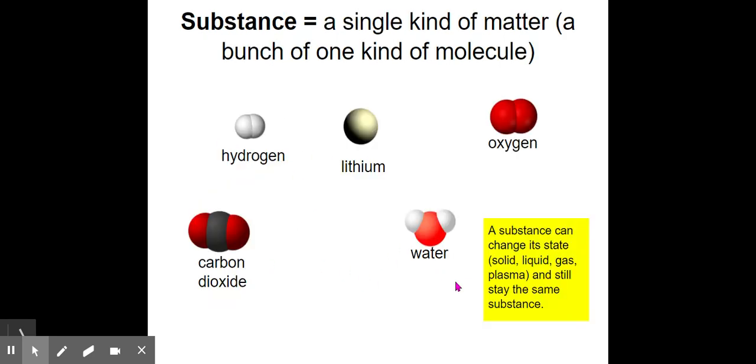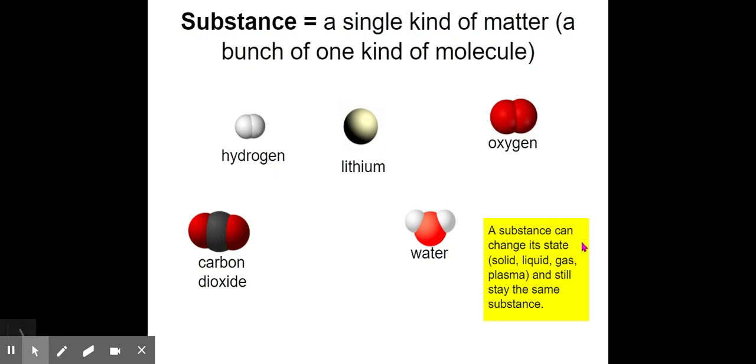A substance is a single kind of matter. So it's a bunch of one kind of molecule. Okay, so a substance is all the same stuff on the molecule level. Like carbon dioxide is a substance, hydrogen, lithium, water, oxygen, they're all one kind of molecule or atom. Because like lithium, it's not in a molecule. It's just atoms of the same kind altogether.